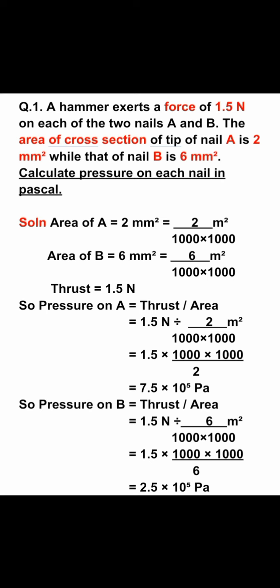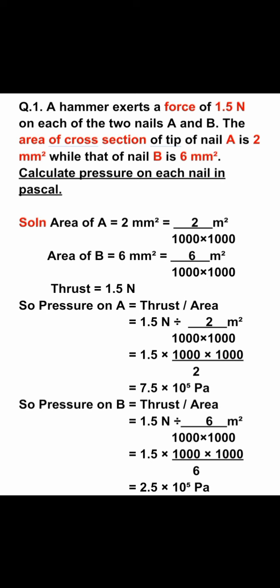Whenever this division sign is converted to multiplication sign, we take its reciprocal, 1000 into 1000 by 2. After simplification, we will get 7.5 into 10 to the power 5 Pascal.